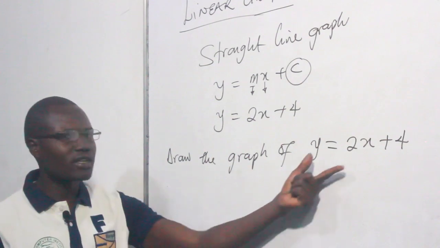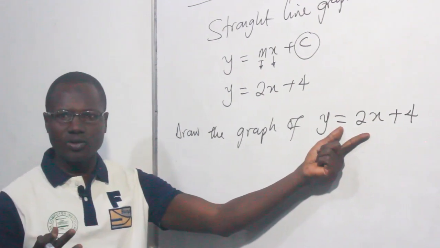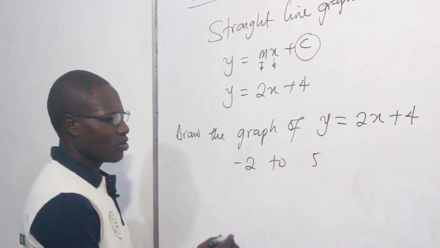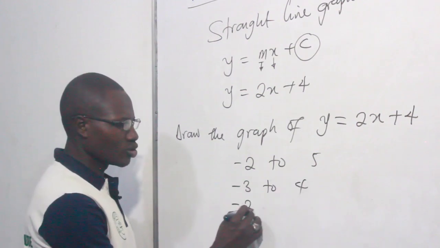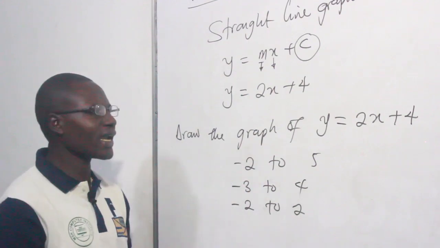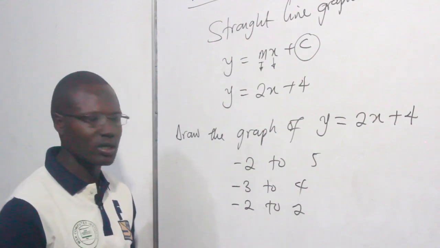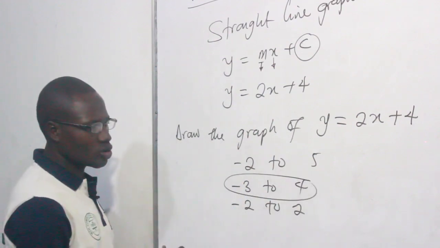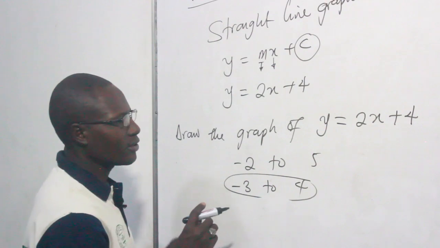Let's assume we are not given any value of x. You are free to select any value if you like. You can select either from -2 to 5, or from -3 to 4, or from -2 to 2, or whatsoever. Since this is a linear graph, you can take a minimum of 3 points. Join the 3 points together and obtain the solution. Now, let's assume that we take the values from -3 to +4 and see how we can solve this graph.